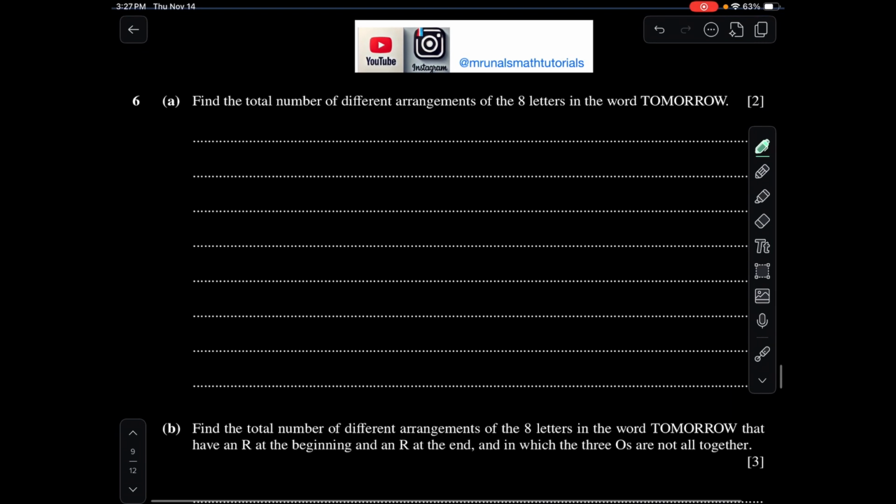Okay, now let us look at the next question. What we have here is: find the total number of different arrangements, that is permutations, of the 8 letters in the word tomorrow. If you have 8 letters, these can be arranged in 8 factorial ways. Be careful that there are some letters that are repeating. I can see that O is repeating 3 times and R is repeating 2 times. So I must divide this by 3 factorial times 2 factorial.